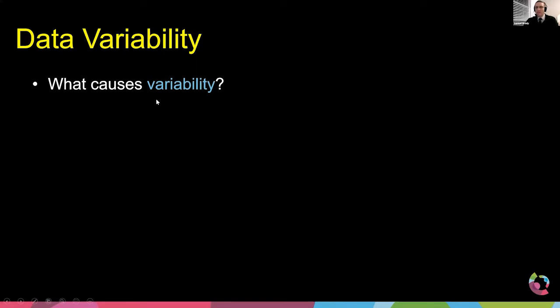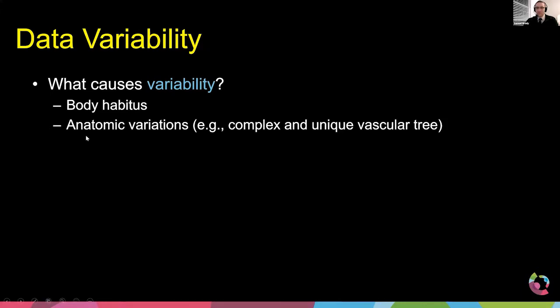So what causes variability, or what causes a complex procedure to be highly variable? Well, obviously, you're going to have body habitus, large patients versus small patients, that creates variability.